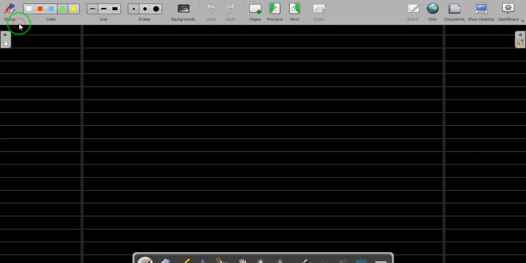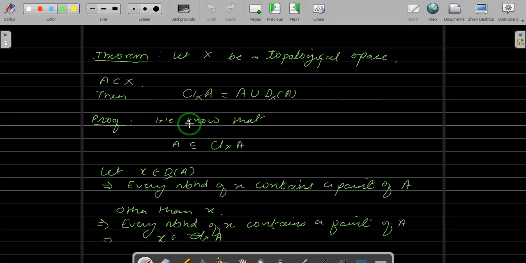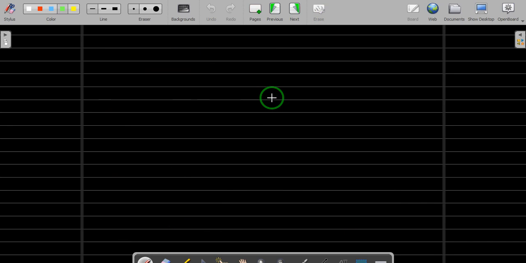We are dealing with the derived set, and in the last video we have seen the theorem which says the closure of a set A in X is the same as A union the derived set of A, and we have given the proof of it. Today we will see T1 space and T2 space and some related properties of it. So let us first see the definition of T1 space.